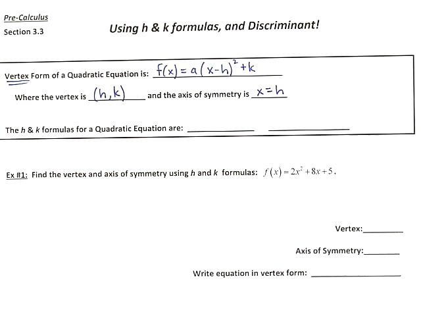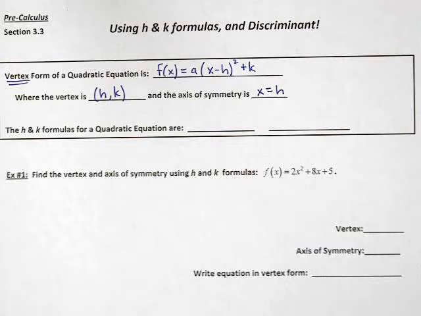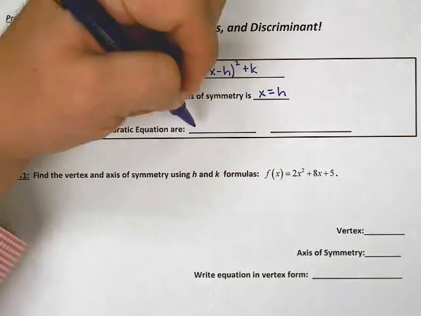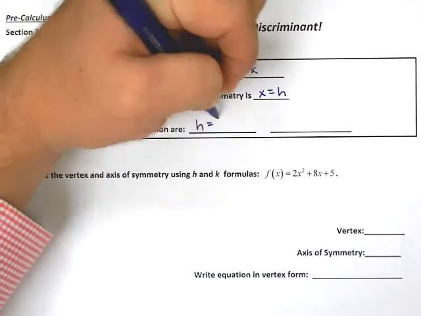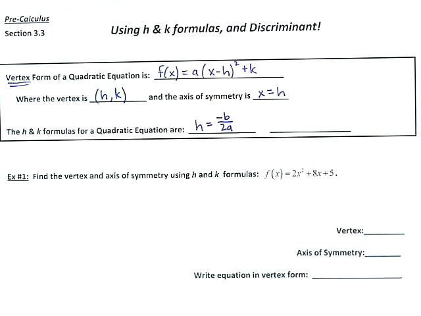All right, so in order to turn something into vertex form, we have to use what we did in the last video, which would be completing the square, or we can use H and K formulas, and we're going to state those now. This first one, I think, should be pretty familiar. h equals opposite of b all over 2a. I have a feeling you've seen that one before.